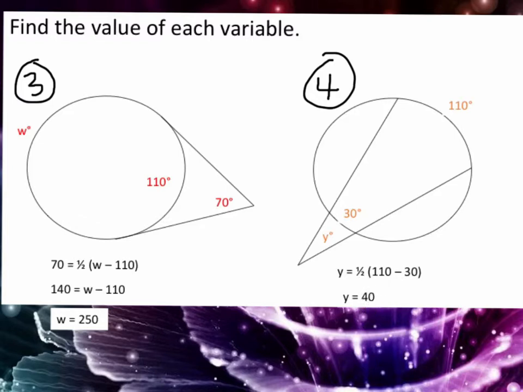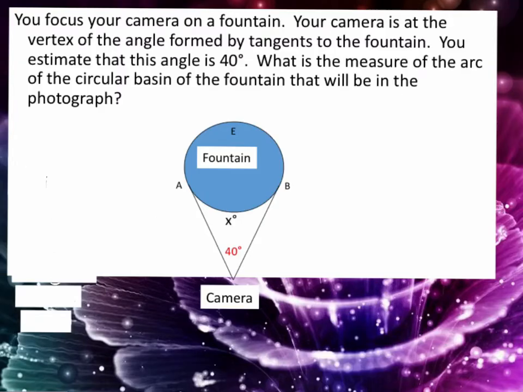Let's take a look at a real world example. Okay, here's a real world example for you to practice. And then I'd like you to bring your notes to class and all the work you've done. So you focus your camera on a fountain. Okay, so here's your camera and you're focusing on this large fountain. Your camera is at the vertex of the angle formed by tangents to the fountain. So this is your angle right here.